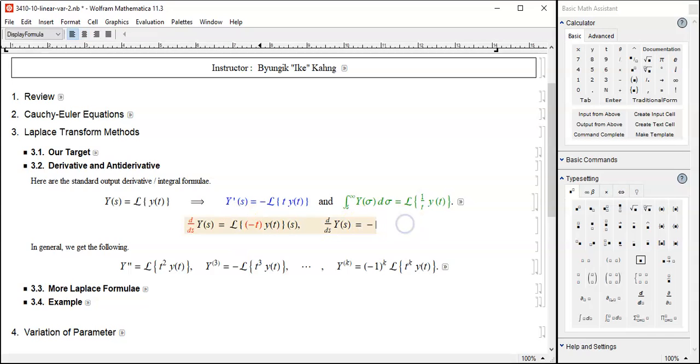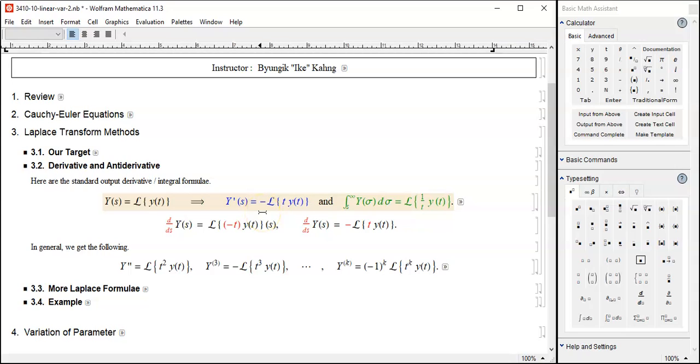And you can always take this negative out. So we have t and y of t. You're going to get something like this. So the derivative gives rise to multiplying t and also negative sign like this. That's what this second formula here, blue formula, is talking about.